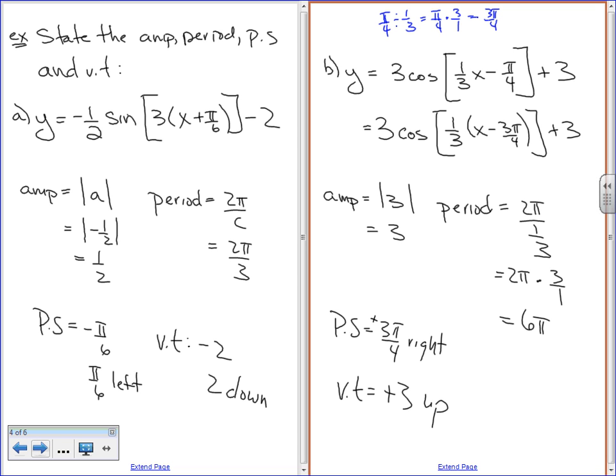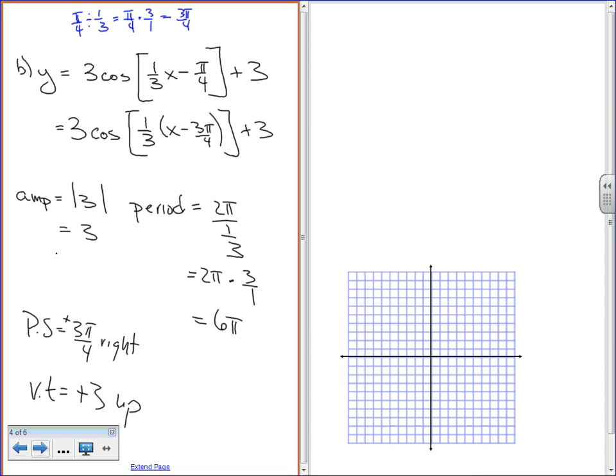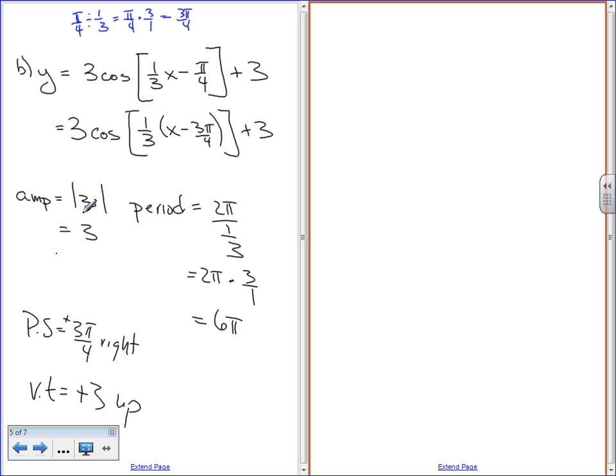Any questions on identifying the amplitude, period, phase shift, and vertical translation from a given transform function? Pretty straightforward stuff. And again, I'm moving kind of quickly, so I want to fit this in before the others. Any questions?